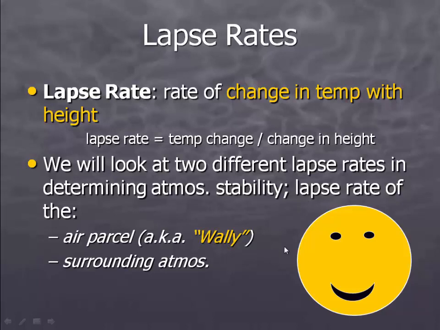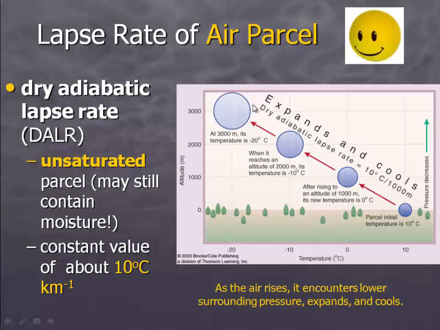This is a fairly simple concept. If Wally is warmer than the outside environment, he's going to want to rise. If Wally is cooler than the surrounding environment, he'll want to sink. So again, warm air rises and cool air sinks. We're going to look at Wally's temperature, the air parcel, versus the surrounding atmosphere to see if the air will want to rise or sink. Obviously that's very important. We just talked about the need to understand when a parcel of air will want to rise. The definition of a lapse rate, which should be in your notes somewhere, is the rate of change in temperature with respect to height, or altitude.